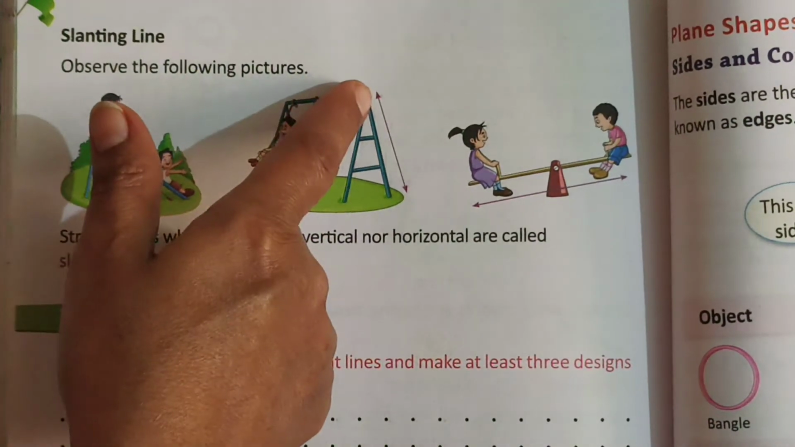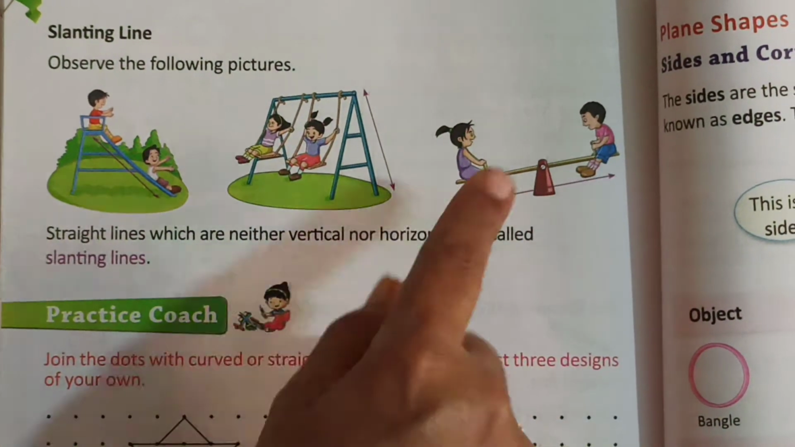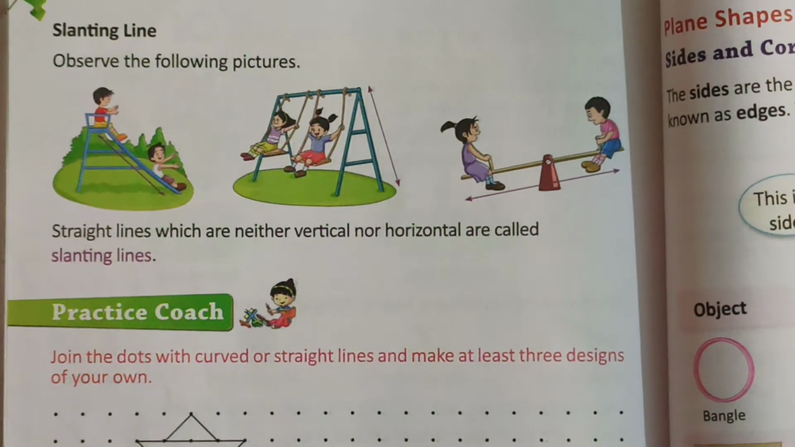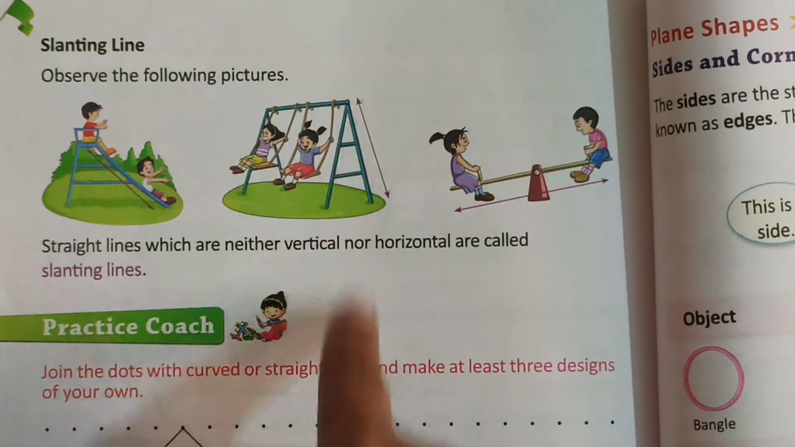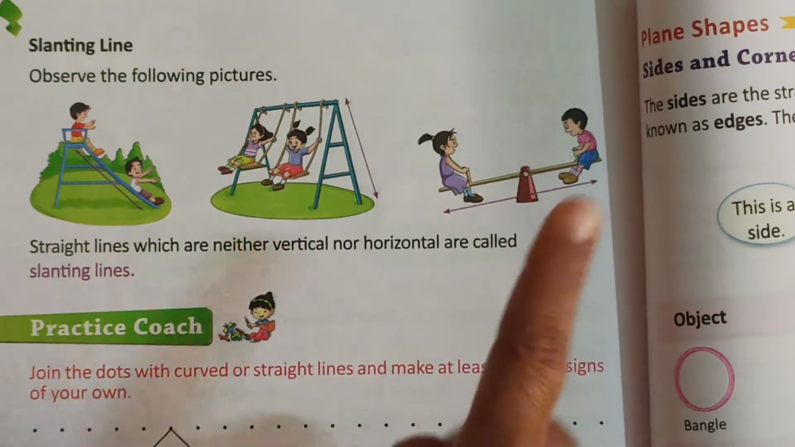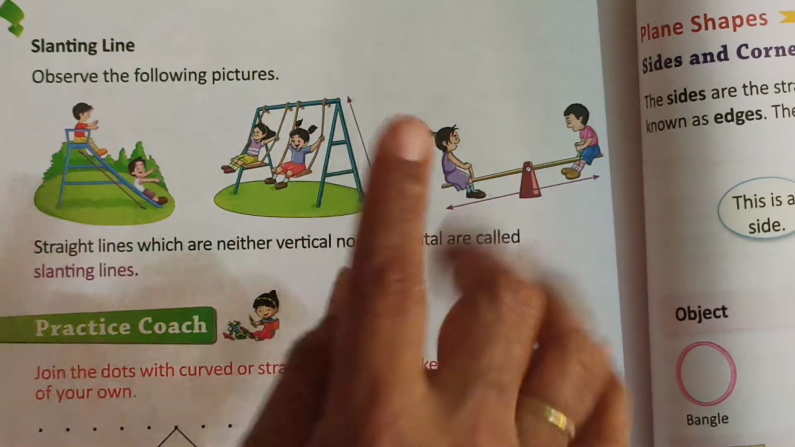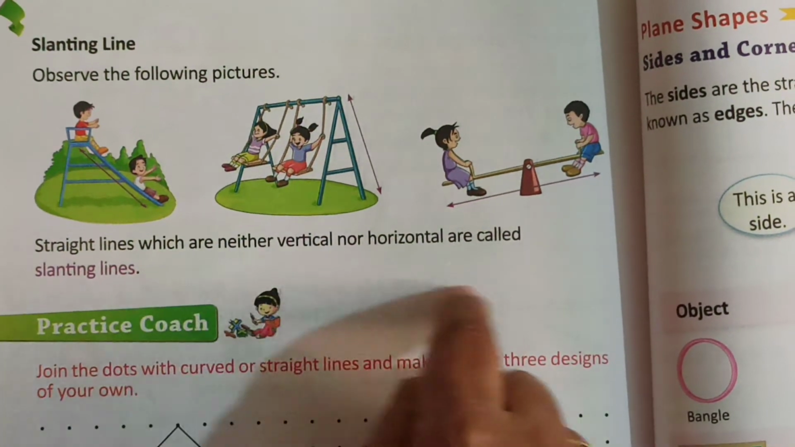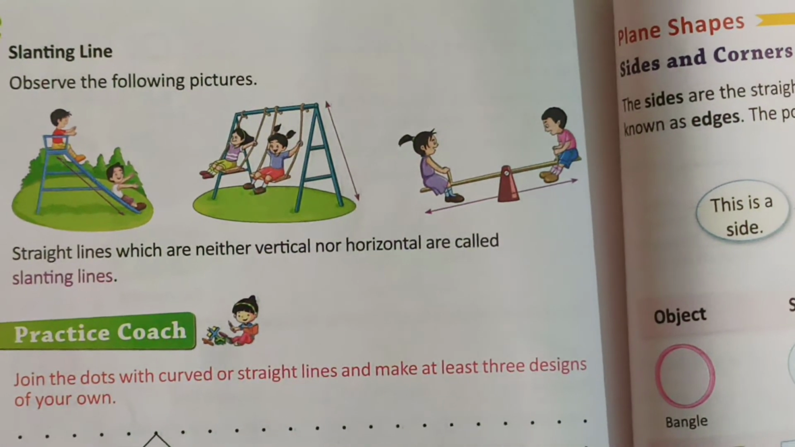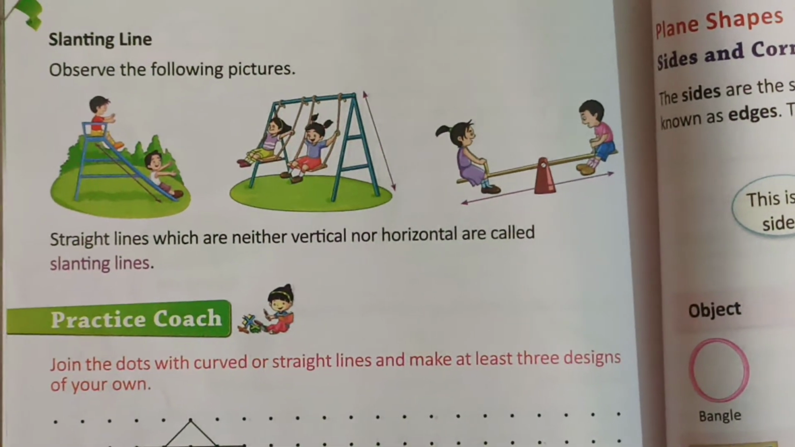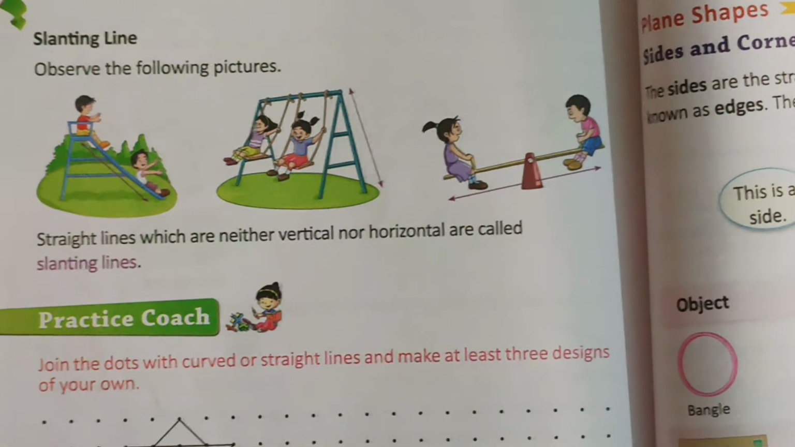This slide is in slanting line. This stand of swing is also in slanting line, and seesaw is slanting line. Means children, straight lines which are neither vertical nor horizontal are called slanting lines. Means what? Slanting line means the line which is not a standing line and not a sleeping line, that is a slanting line. Understand children? Now you know about the horizontal lines, vertical lines and slanting lines.